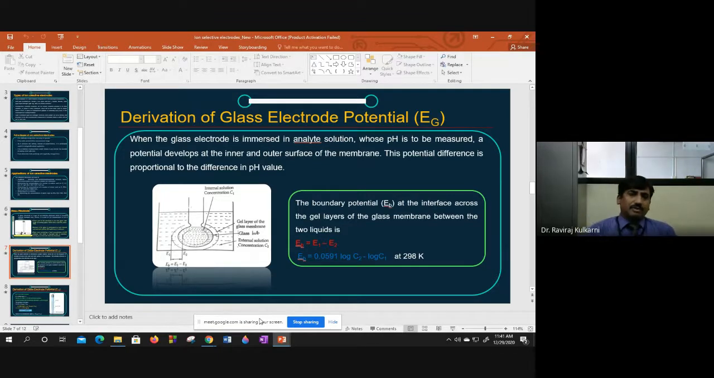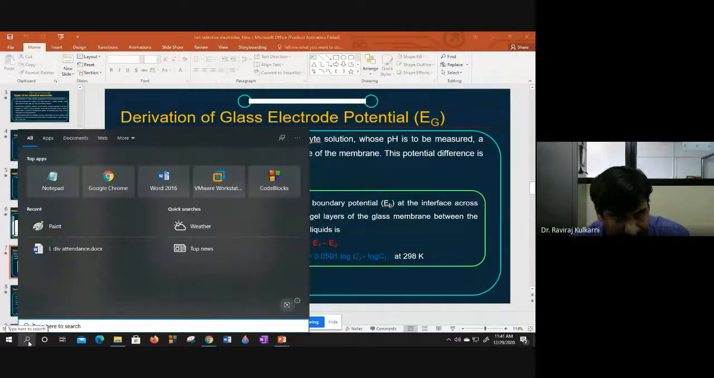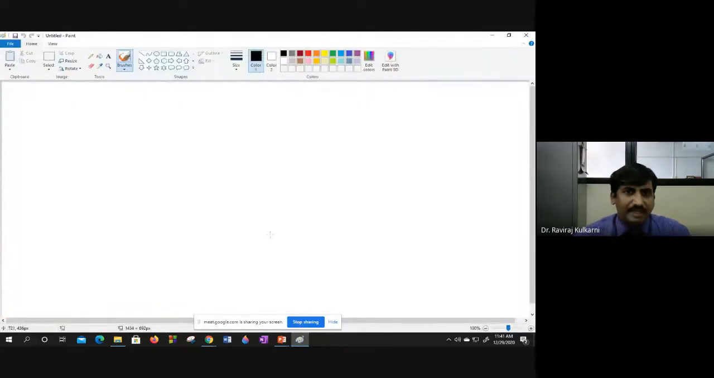So, glass electrode. I'll just draw that. Is there 5 minutes? Okay, I'll just complete that. We can take up the derivation in the next class, right?